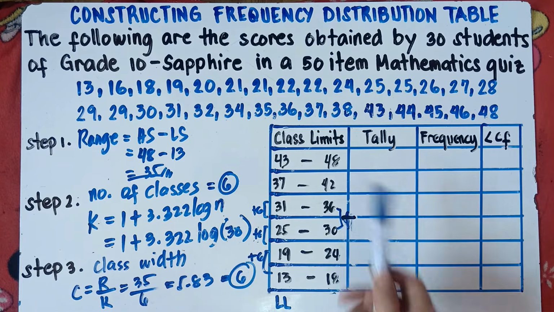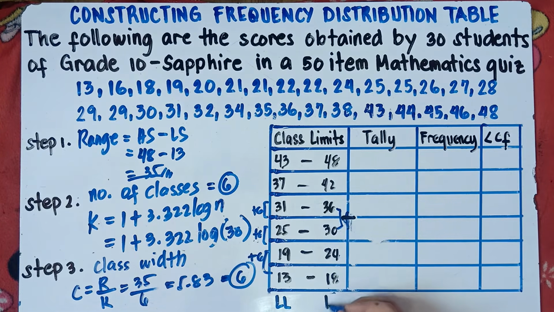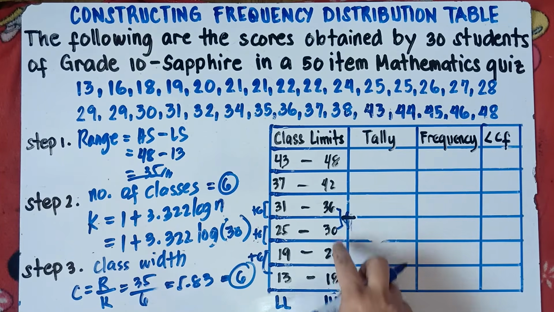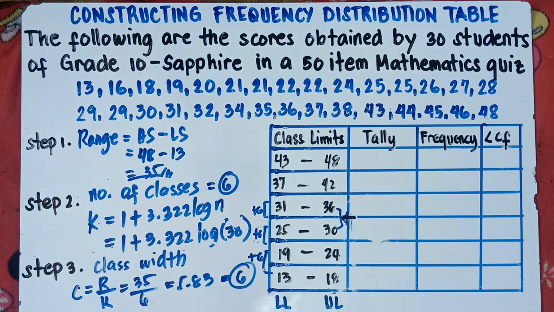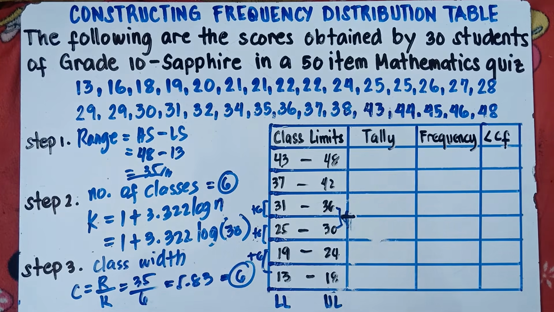So, I hope you get this one, class. Now, this one is what we call the upper limits: 18, 24, 30, 36, 42, 48. These are the upper limits. Now, what if the teacher asks you for the class interval? Just in case, class. So, what is the class interval?